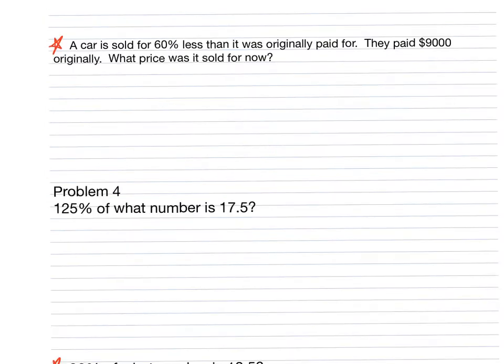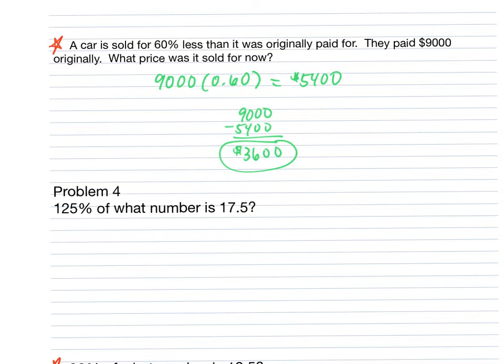Okay? Okay, so here's one for you to try on your own. The car sold for 60% less than it was originally paid for. If they paid $9,000 originally, what was the price it sold for now? So try this one on your own and then check back for the solution. Okay, so for this one, you just need to turn 60% into a decimal and multiply it by 9,000. That's how much they got off the original price. 60% less. So we're going to subtract that from the original and you get 3,600.